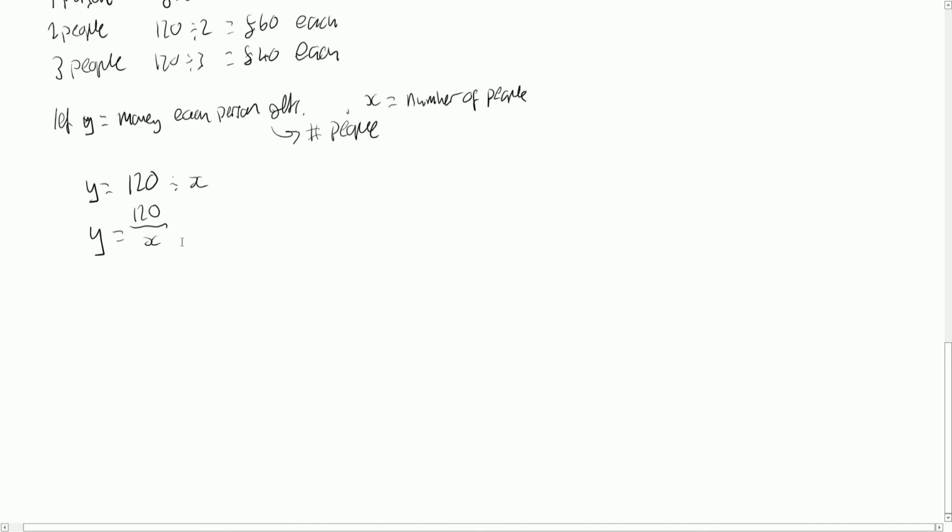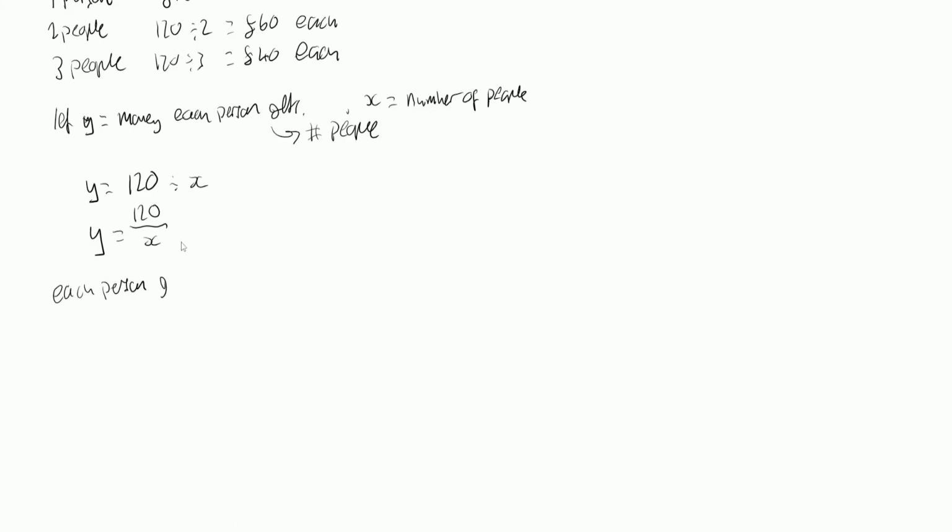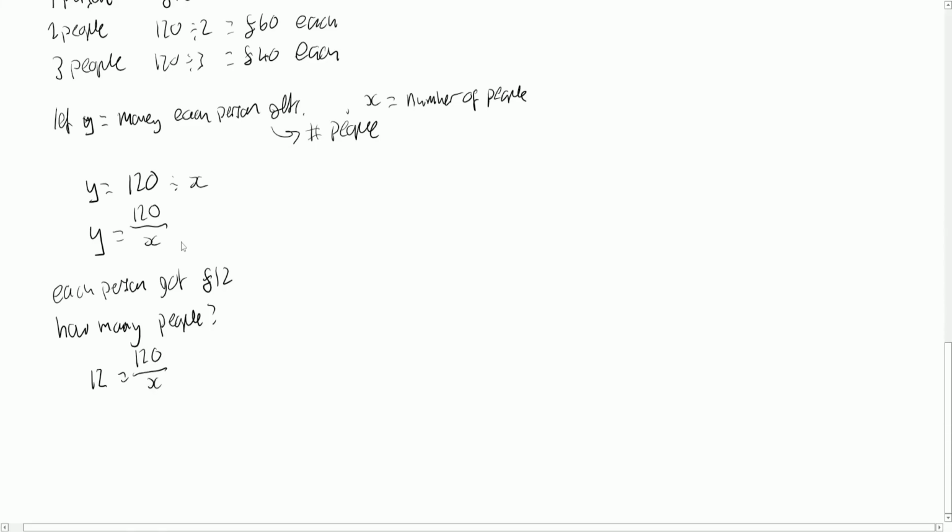And like I said, we can also work backwards. So let's say that each person got £12. How many people were there? Well, if I sub that in, each person got 12, so that's our dependent variable. So 120 over x. So 120 divided by what gives me 12? Well, that must be 10. So there must be 10 people here. And algebra just lets us create these equations and sort out everything we need to know.